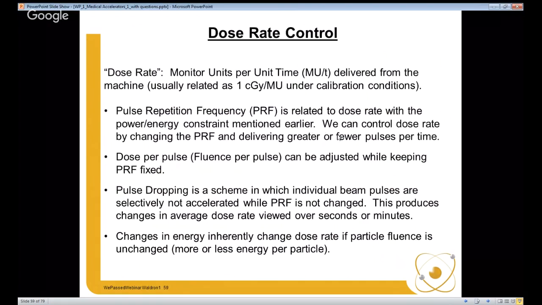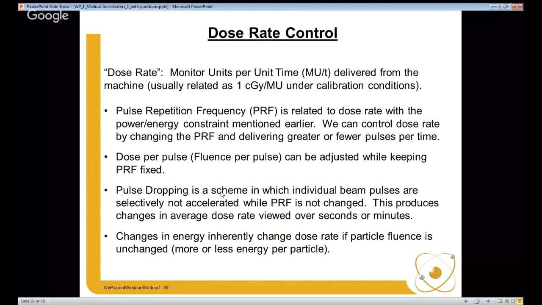How many times per second am I putting some electrons and the accelerating potential in the accelerator and letting them be accelerated? The other thing that controls dose rate is the dose per pulse, or fluence per pulse. At a fixed PRF, I can control dose per pulse by controlling the fluence of electrons leaving the injector. Or I can leave that the same and just change whether they're both present in the machine or not at the same time.